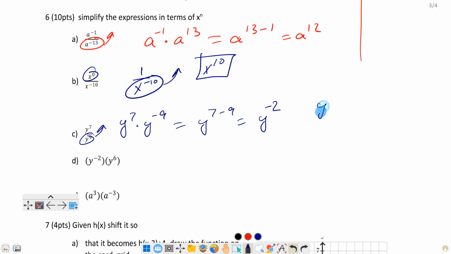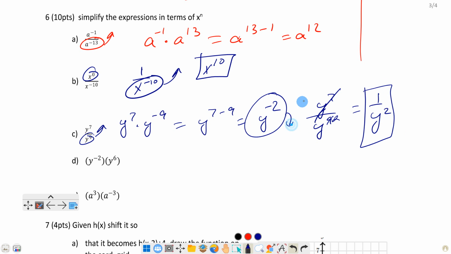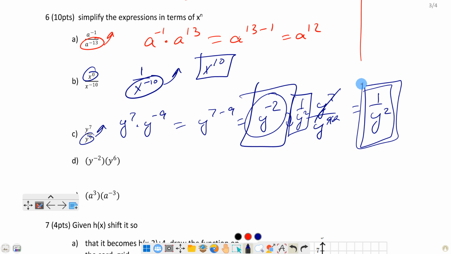Or I can say y to the 7 over y to the 9. I can cancel 7 up top. So if I get rid of 7 up top, then I've got to get rid of 7 here. If I get rid of 7 out of the 9, I'm left with 2. So I'm left with 1 over y squared, which is the same as this, because if I were to bring that down, then I get 1 over y squared. So this works just fine, or this works just fine.